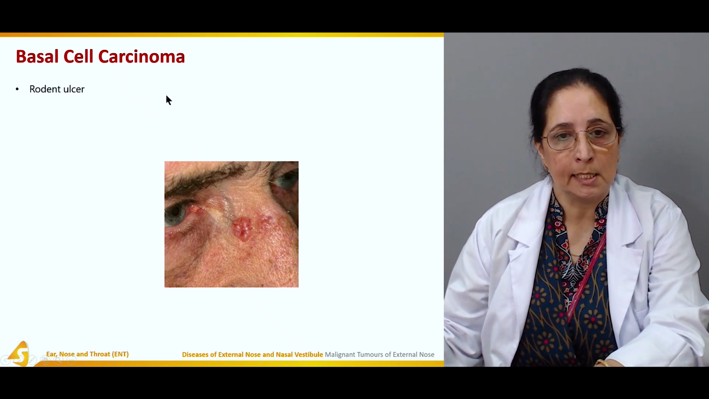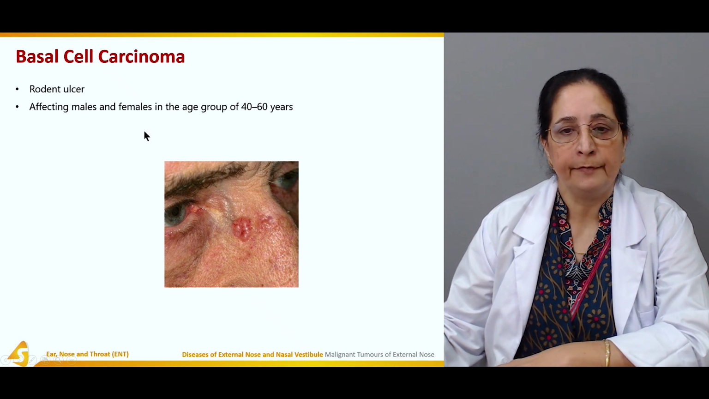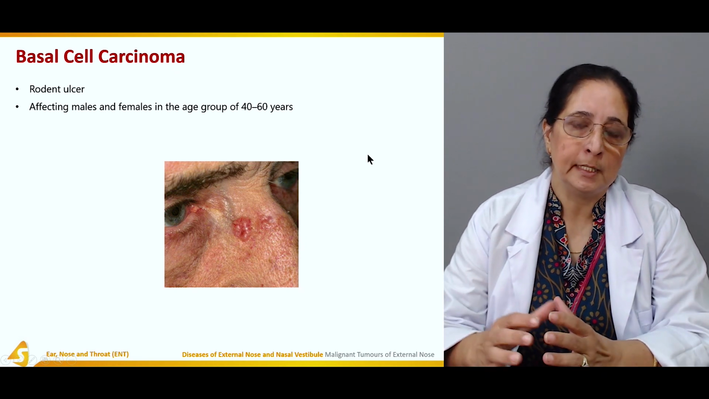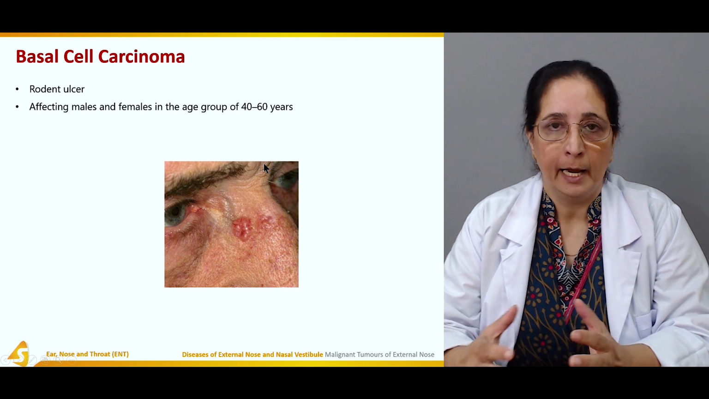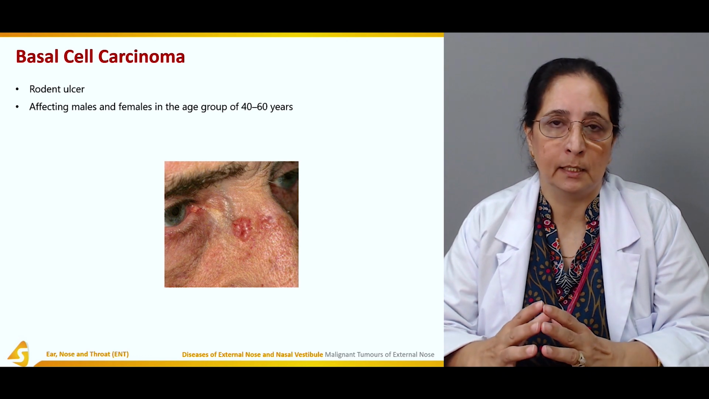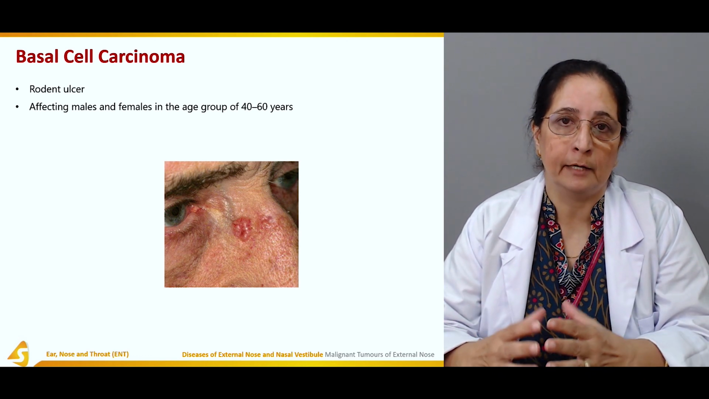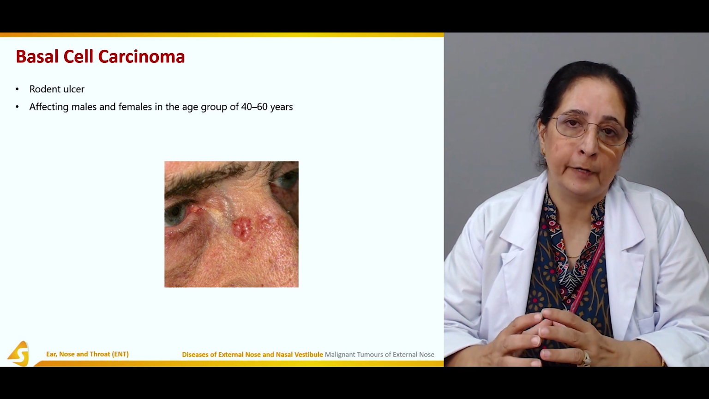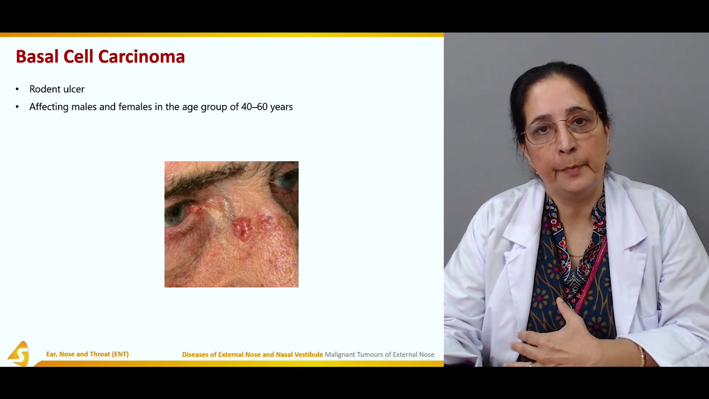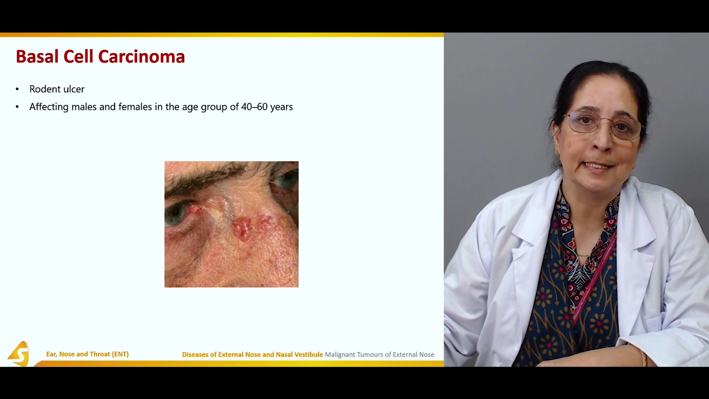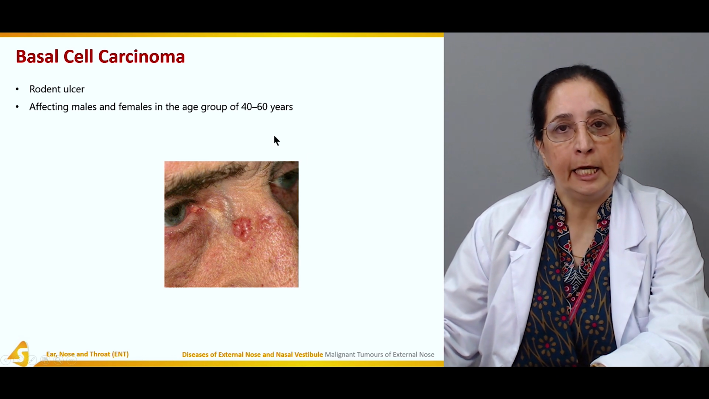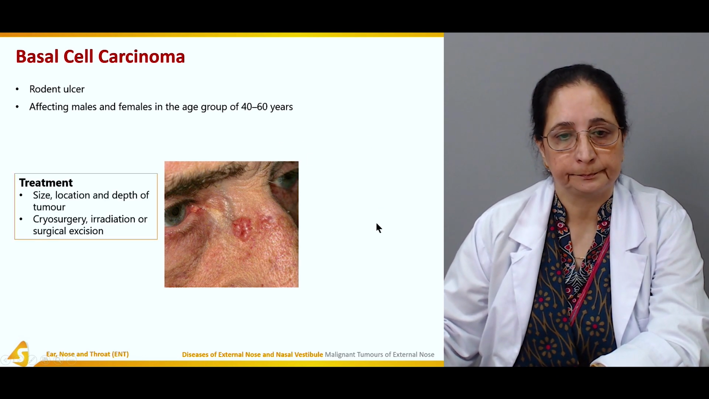It's a rodent ulcer affecting males and females in the age group of 40 to 60 years. So it's also a disease of the late age, and it affects both males and females. Malignant tumors spread rapidly, they are fast growing, and sometimes they have already metastasized to a distant area even before the treatment begins.